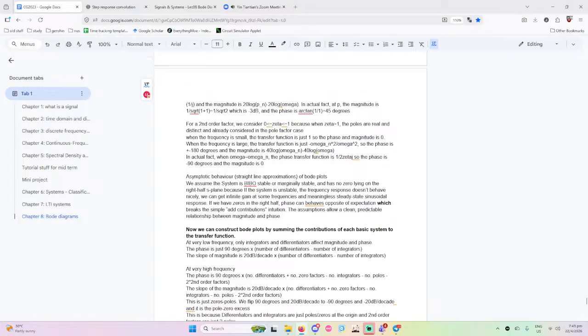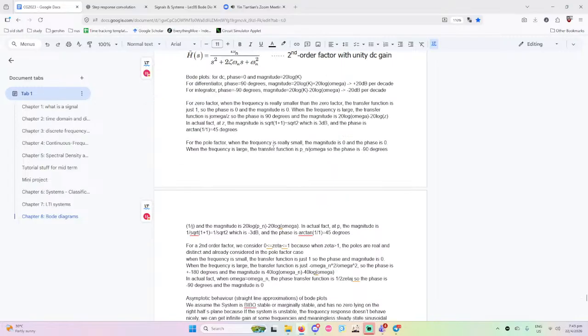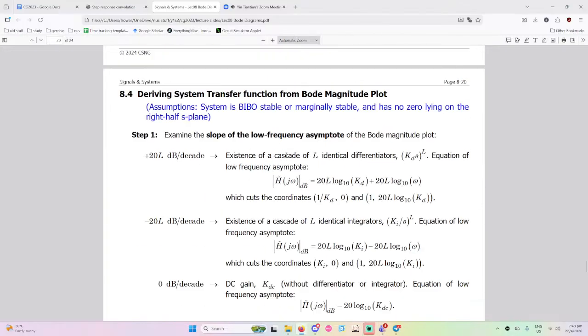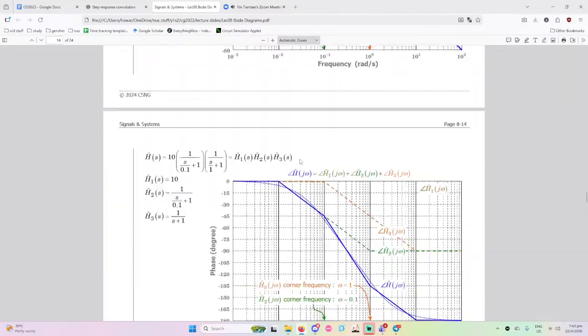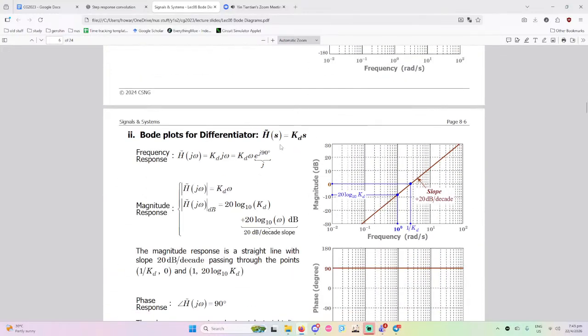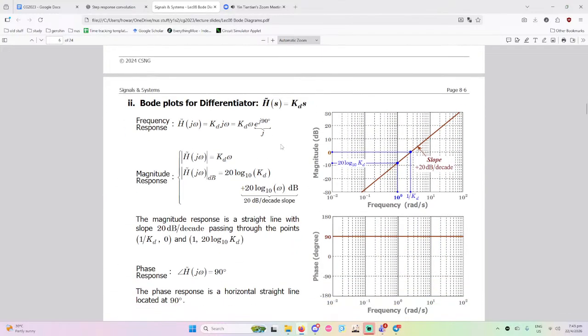And then at high frequency, we need to use the number of poles minus the number of zeros multiplied by minus 90 degrees. So what is the number of poles? Here we have 1 plus 2, so it is 3 poles, and then we have 1 zero. So we have 3 minus 1 multiplied by minus 90 degrees. So at high frequency, the asymptotic phase response is equal to minus 180 degrees.